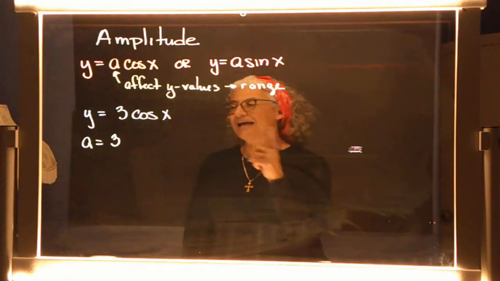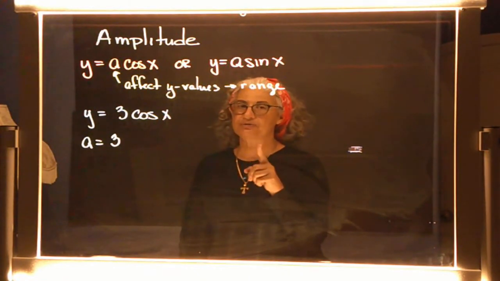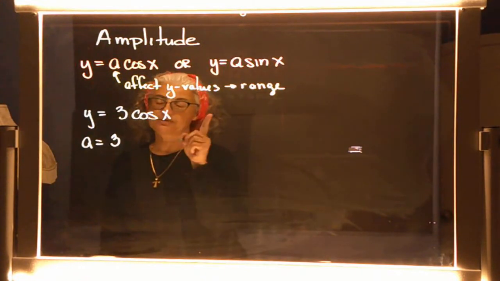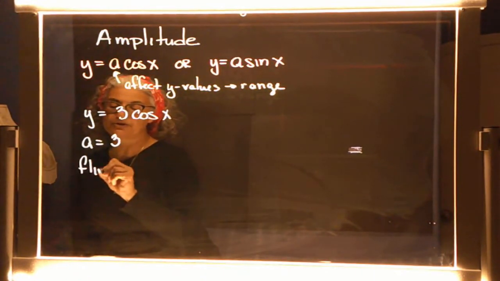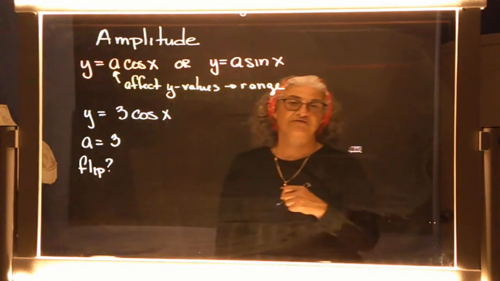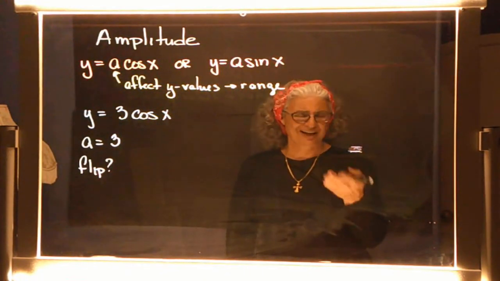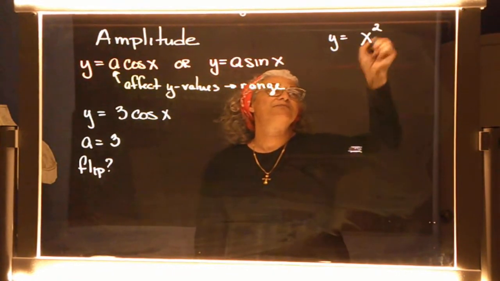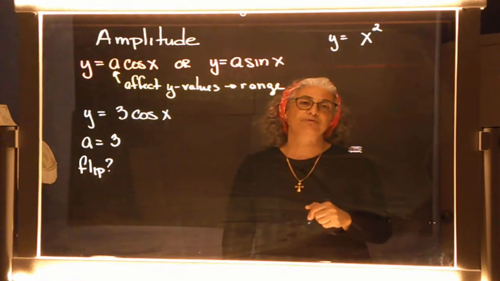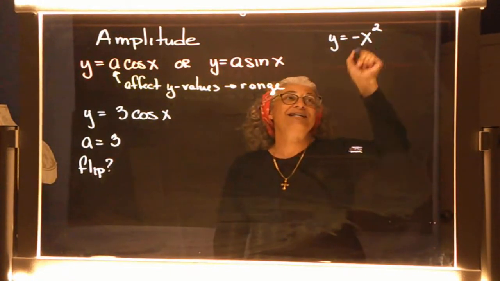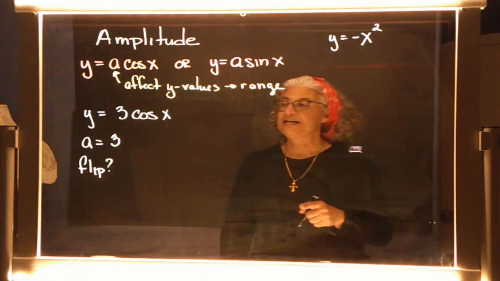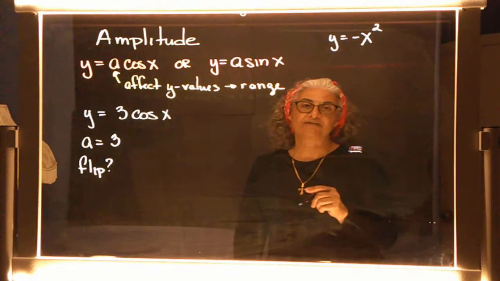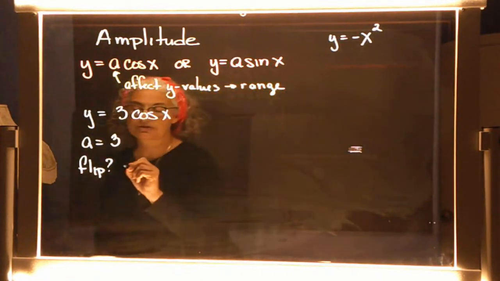Always. Because after you ask yourself the amplitude, there's one other question you should ask yourself, which is whether the graph is going to flip. And you're like, how do you know if it flips? Well, remember your parabola? How did you know if this parabola graph was going to flip? Yeah, there's a negative in front, right? Is there a negative in front of that 3? No. So will your graph flip? No, it won't.